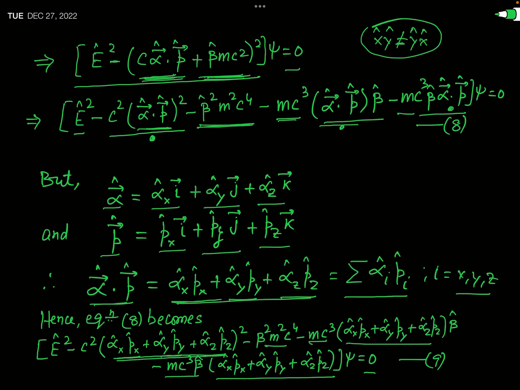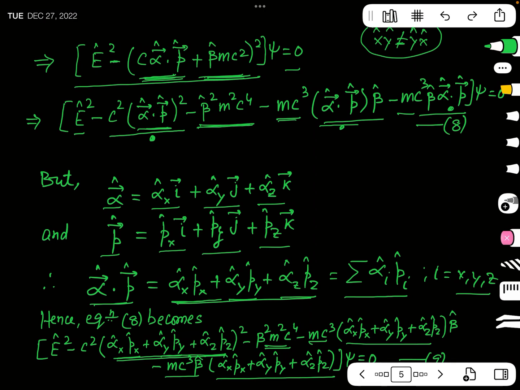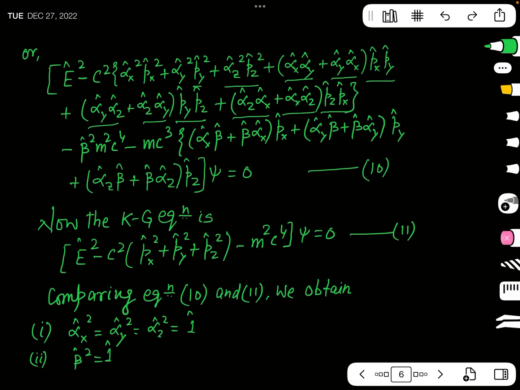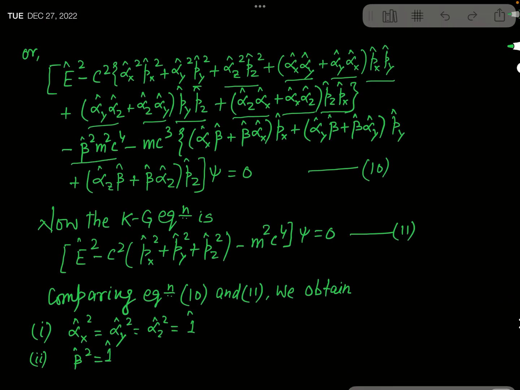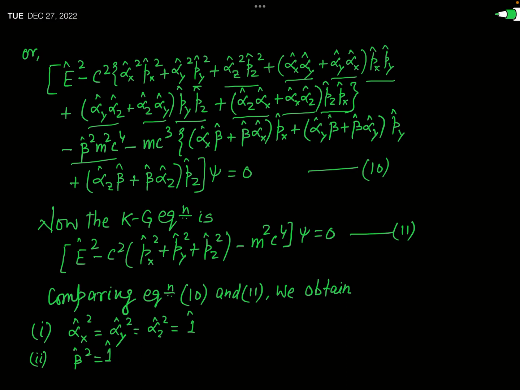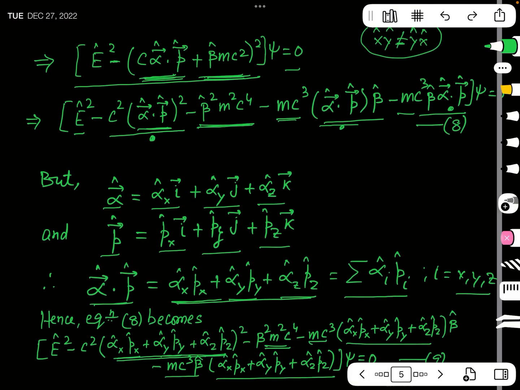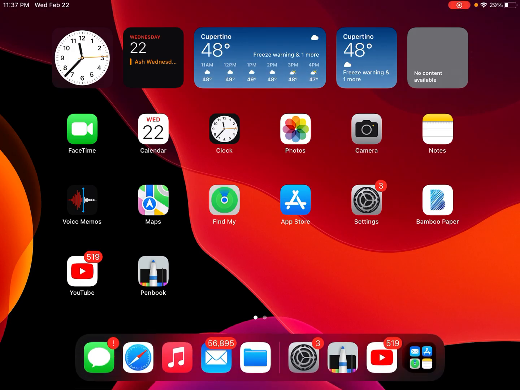Now the next term is beta square m square c4. Beta square m square c4. So this is at each, you can see here. Then the other term is minus mc cube this much. See here.